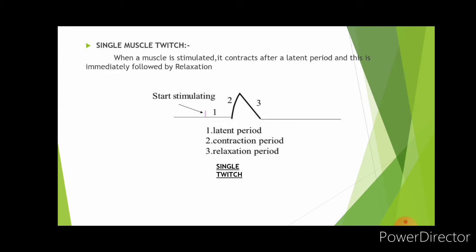Relaxation period. Relaxation period is the interval between the point of maximum contraction and the point of maximum relaxation. The muscle relaxes during this period. The contraction period is always shorter than the relaxation period. It is because contraction is an active process and relaxation is a passive process.